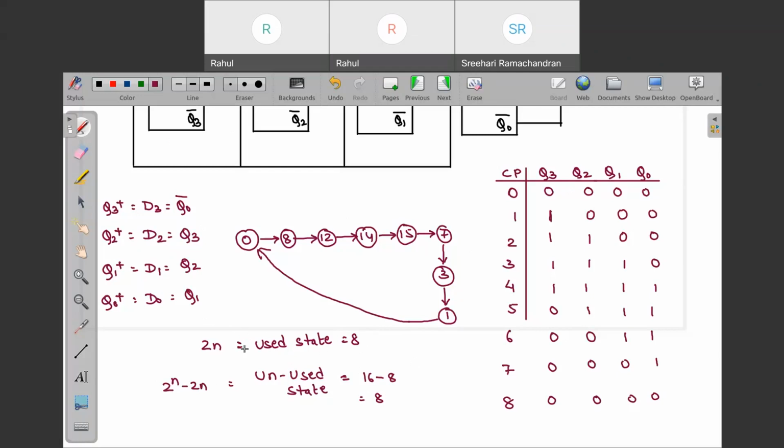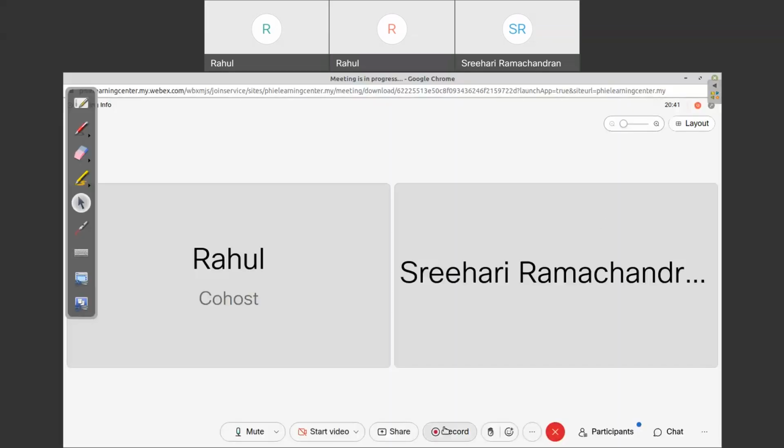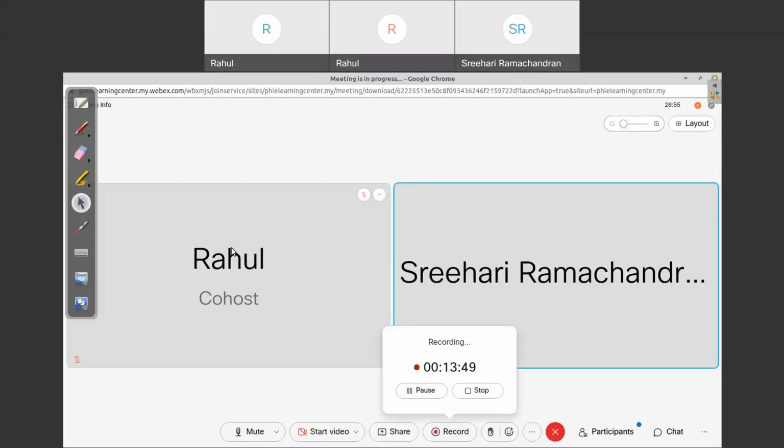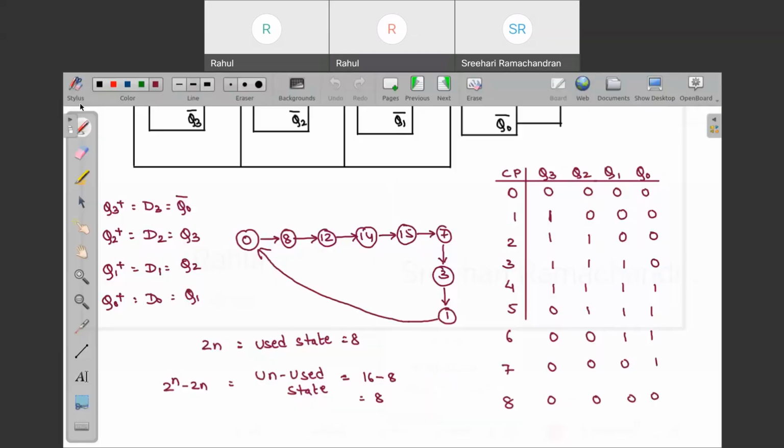So this is what your register is, and such kind of thing might be asked in your examination. Any doubts? Any doubts, Shriyari? Anything you want to ask? No, no, sir. Clear, clear. Okay. So I want to ask you one thing. Just give me a second. So okay. I was discussing about this.